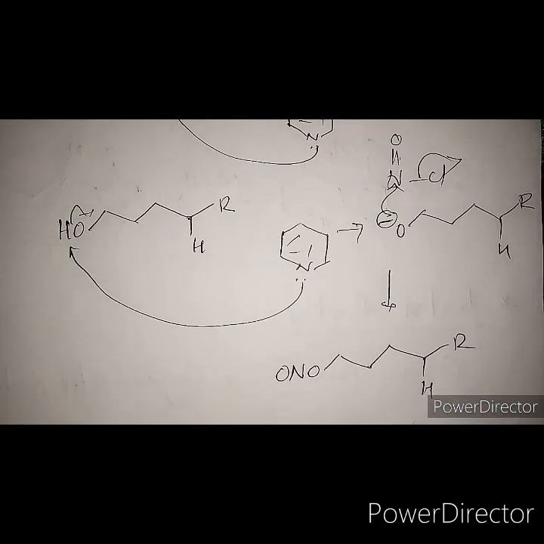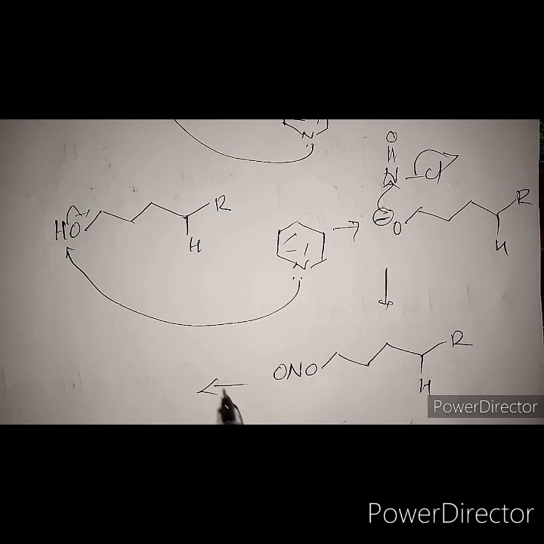Now with respect to nitrite, so we have this delta hydrogen. We are using a photochemical reaction.